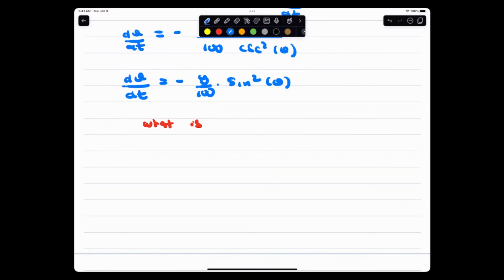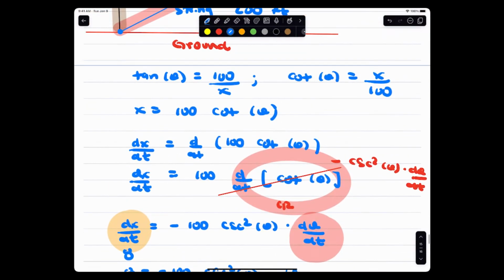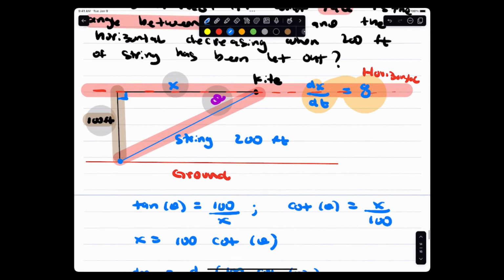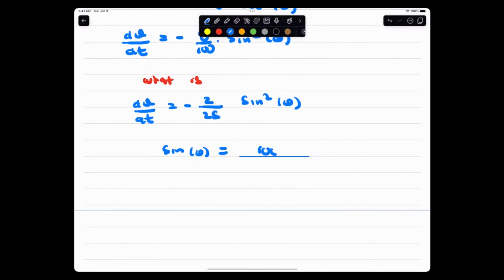And then I think I can simplify whatever that is. Isn't that 4 over 50? Is that 2? So let me simplify this. d theta/dt will be negative 2 over 25 sine squared theta. Now, the question is, what is sine? Do you guys know the definition of sine? Opposite over what? Opposite over hypotenuse. Is that true? So opposite 100 and what? What's the hypotenuse? 200, which is 1/2.